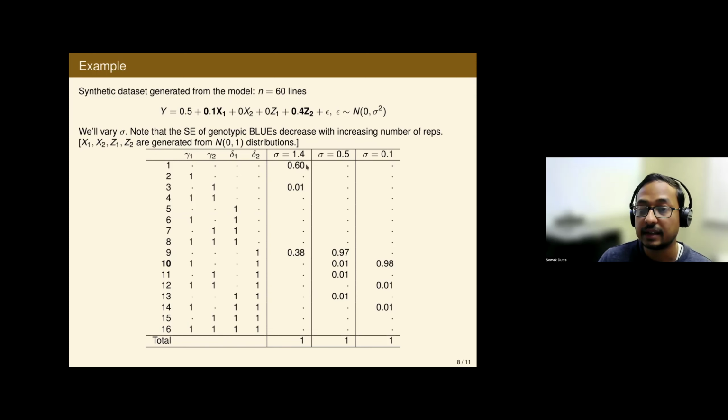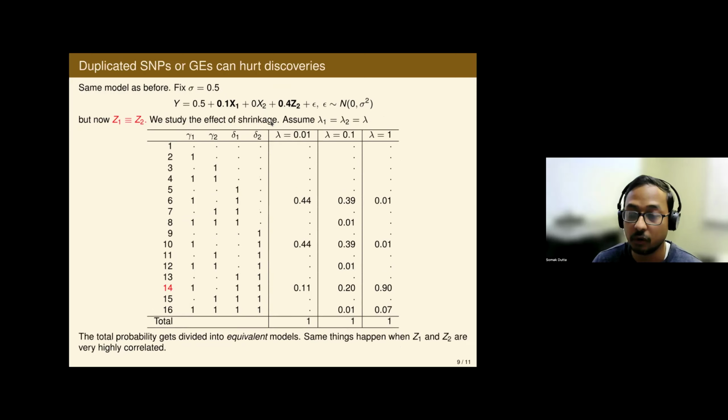Now we see that when sigma is very large, 1.4, the posterior distribution is not concentrated on the true model. The true model is the 10th model. Why? Because it says that the first SNP is important and the second gene is important, but the second SNP and the first gene are not important. So this is the true model. This is how we synthesized our trait values.